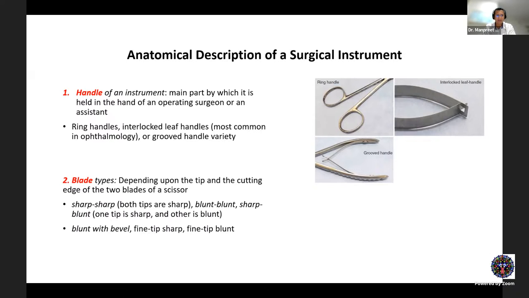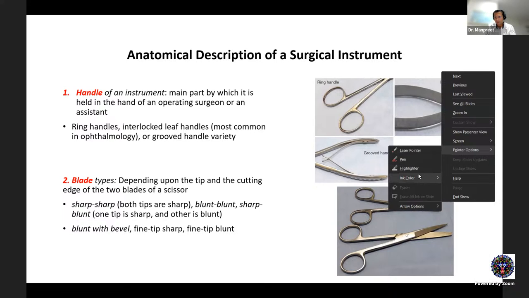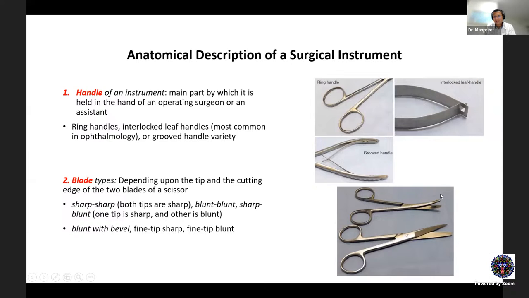Then come to the blade or jaws. So what are blades or jaws? It depends upon the tip or the cutting edge of the two blades of the scissor. If both tips are sharp, then you can say the tips are sharp, or blunt. Like in this example, you can see over there, this image, if you can see my pointer. Now it is visible. This tip, you can see, is the blunt tip, both of these. And this scissor is sharp and blunt. So the blunt one is this one, and the sharp blunt one is this one.